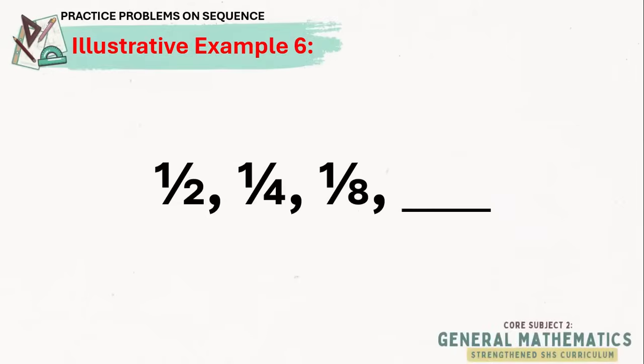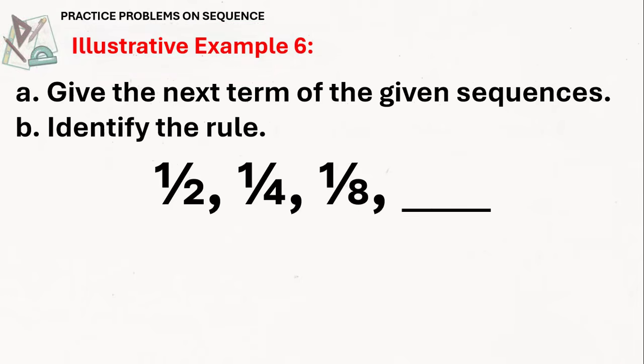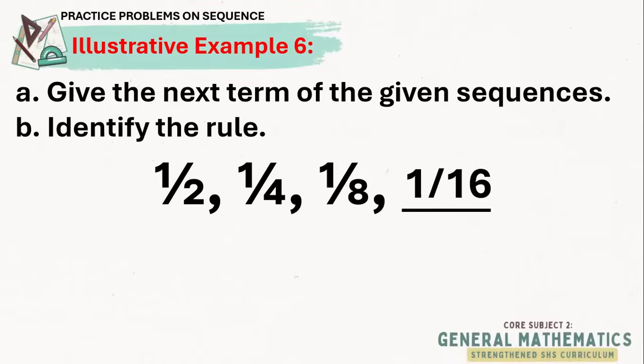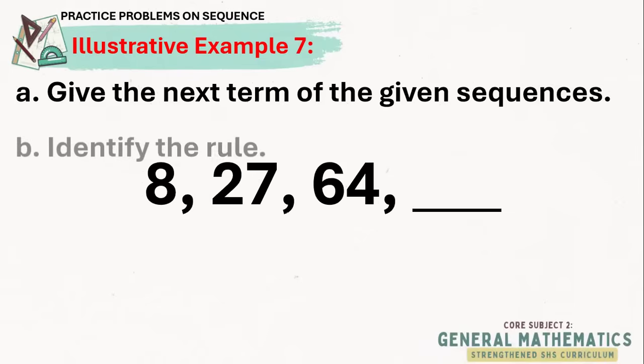What about this one? 1/2, 1/4, 1/8. Very good. Did you get 1/16? Then you are right. So we multiply the previous term by 1/2 to get the next term. Or we simply divide by 2. So there's another possible answer that's dividing by 2 or maybe multiplying the previous term by 1/2 to get the next term. Let's have example number 7.